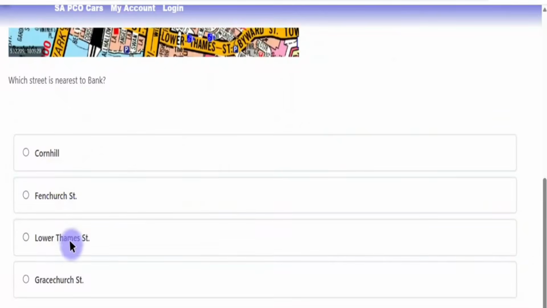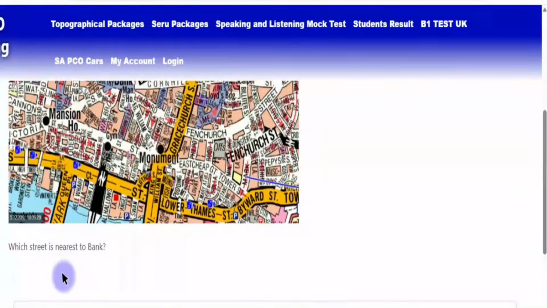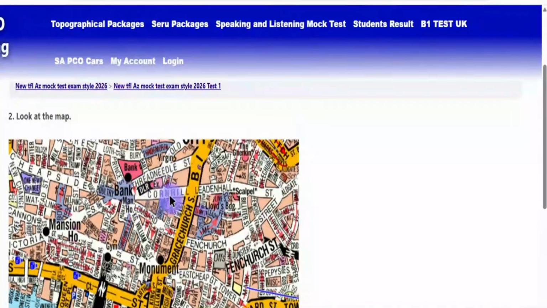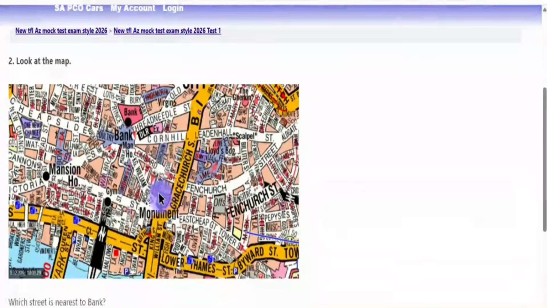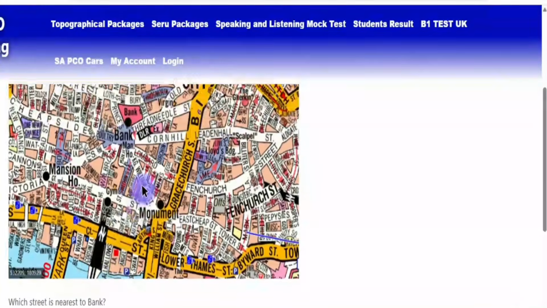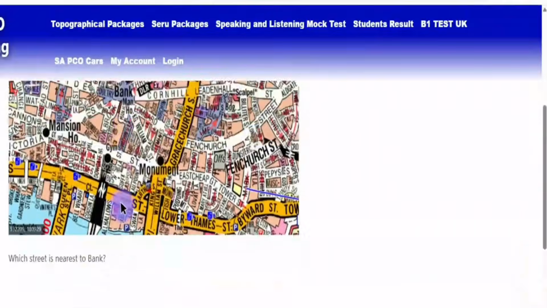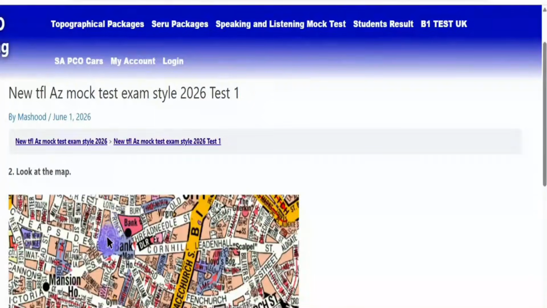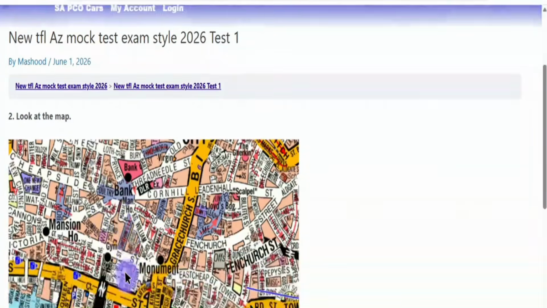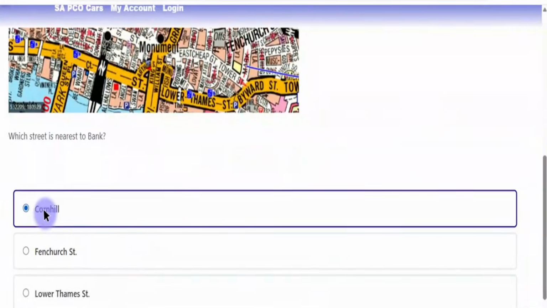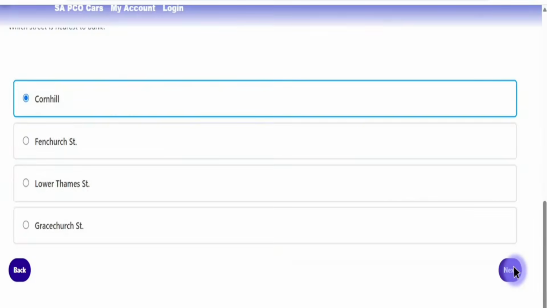Cornhill, Fenchurch Street, Lower Thames. So let's see which one. We can see Cornhill, so Cornhill is near. We have another answer, and others you can see. This is Prince, and this is Walbrook. So Cornhill is going to be the right answer from my point of view. Let's move to the next question.